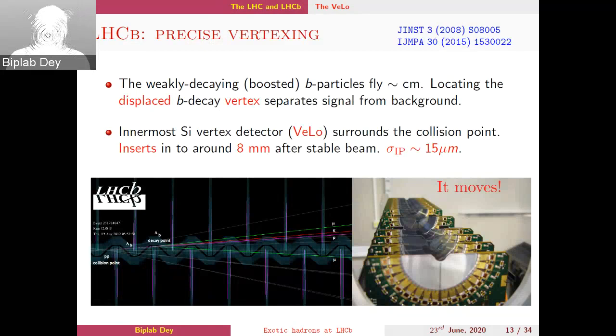One of the things is precise vertexing. These B particles decay weakly, and so they fly. The idea is that if you locate the displaced B decay vertex, that allows you to separate from the background. We have a dedicated sub-detector which does that, a silicon vertex detector called VELO, the vertex locator, that really surrounds the collision point. And this thing actually moves. When the beam is inserted, it comes out, and once you go to stable beam, the VELO moves in and comes very close to the beam line, around 8 millimeters. We can resolve the decay vertices to around 15 micrometers, and this is critical for Bs oscillations and so on.